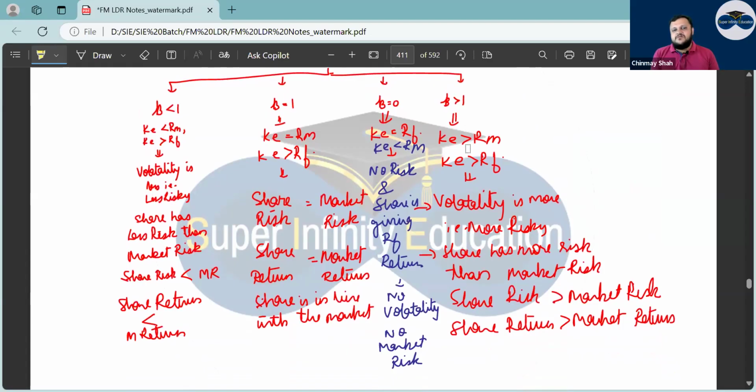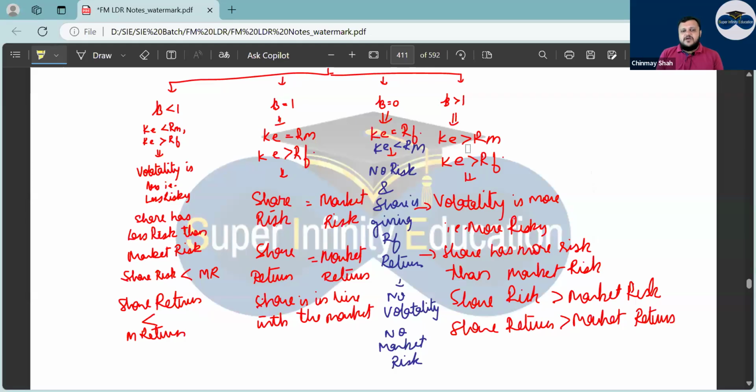If beta is equal to 1, then what will happen? Now see, all these tables, tell me how many questions are you able to solve with this beta table? Were you able to solve a lot of questions? K is equal to RM, K is greater than RM. Have you seen these kinds of questions in all your publication books as well as your study hub? Yes, always. These questions are asked a lot of times.